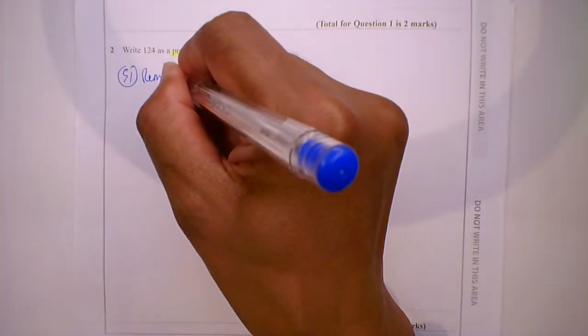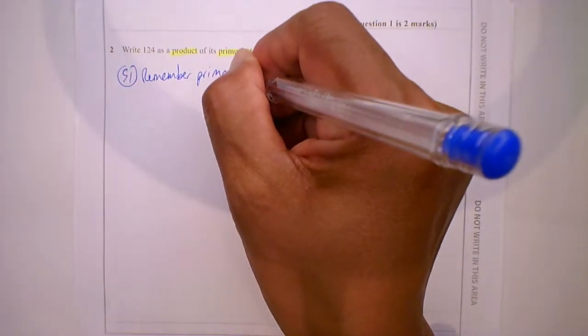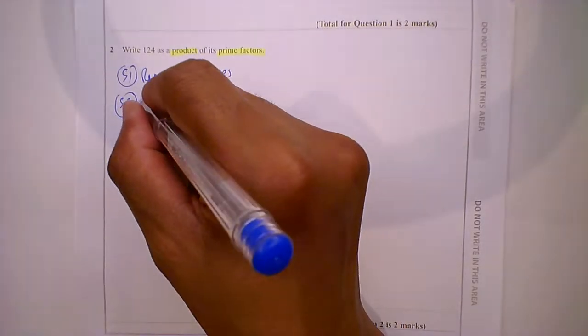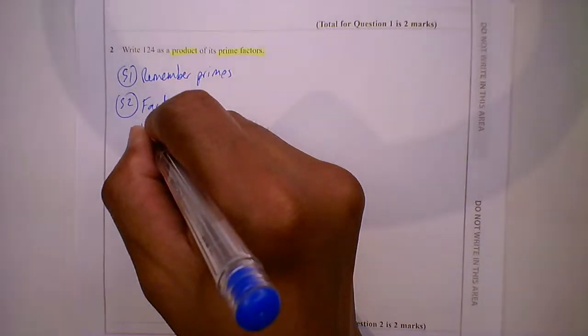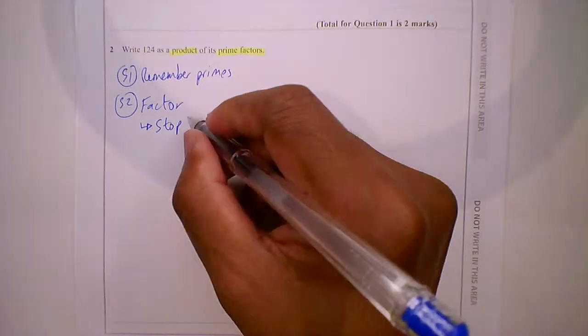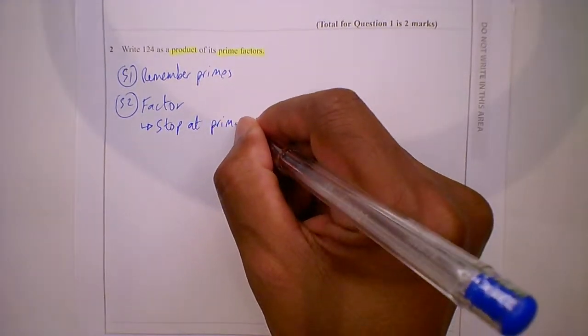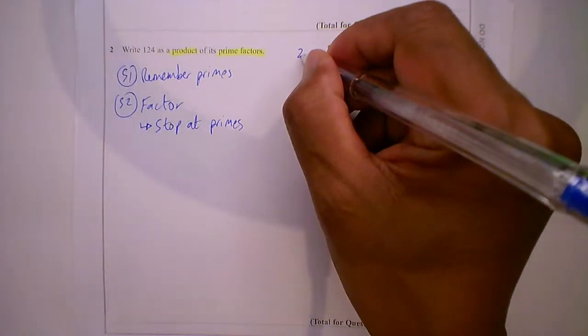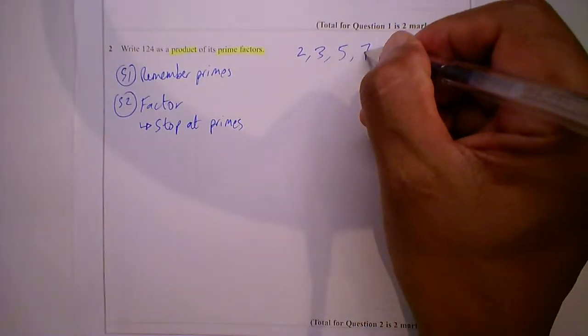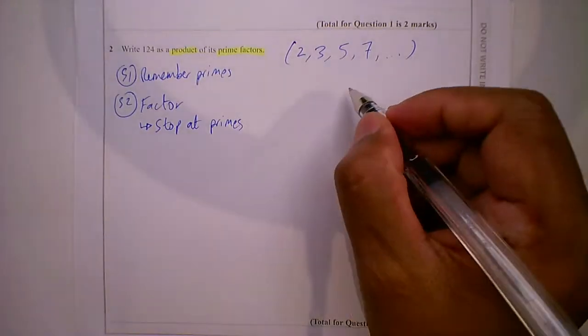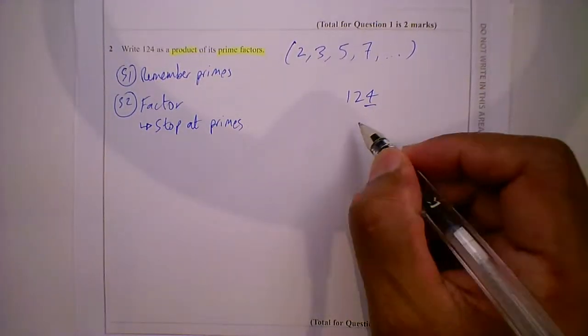Question 2. Write 124 as a product of its prime factors. Again, very identical to the last question. The only difference is our number. So same as before. Step 1, remember our primes. And step 2 is we find factors, and we stop when we get primes. So my prime numbers are 2, 3, 5, 7, and so on. Okay, 124 is an even number, so I'm going to divide by 2.